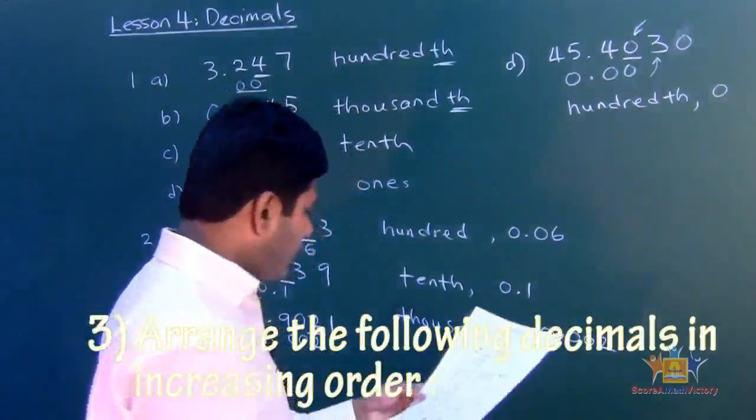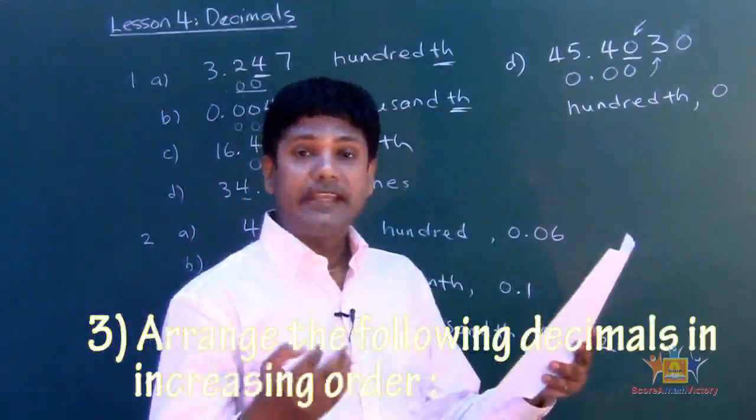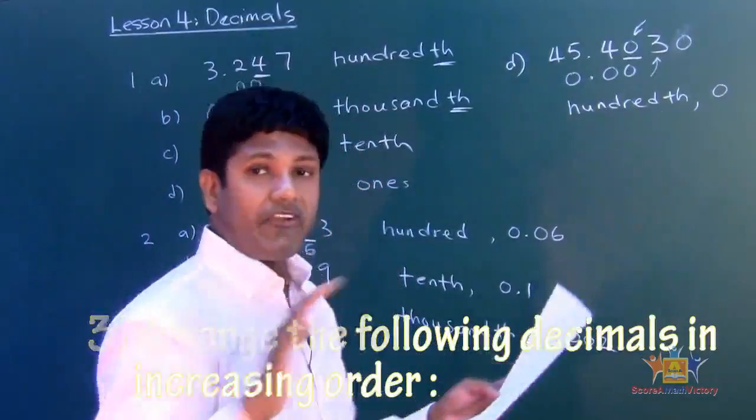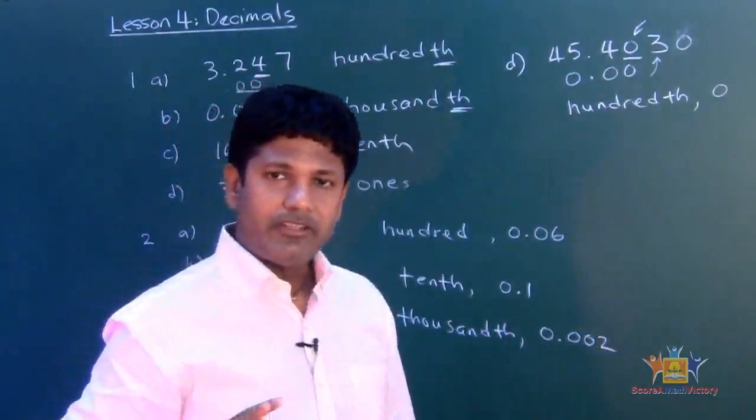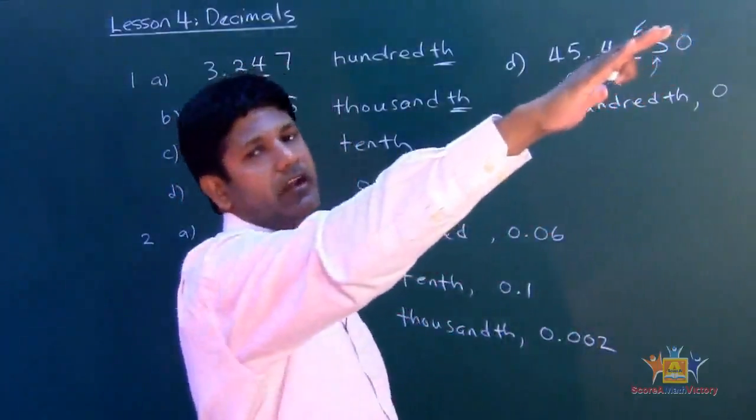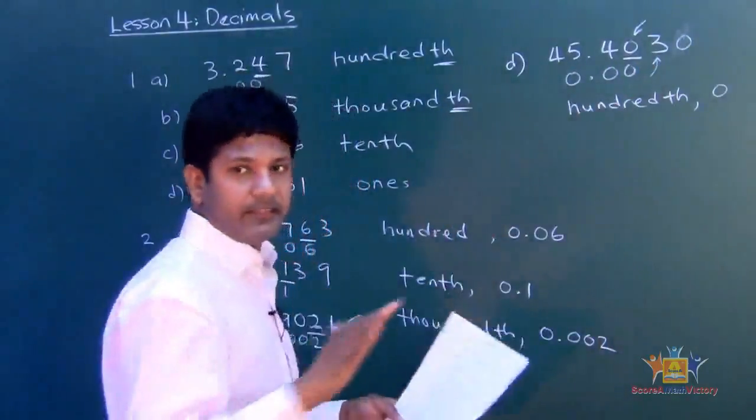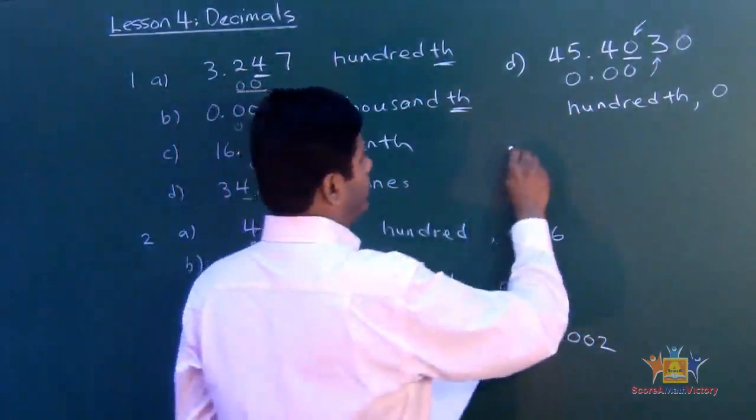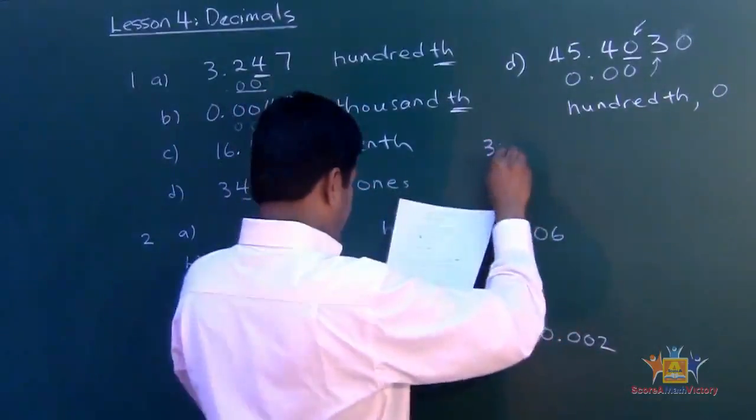Alright, good. Problem number 3. Arrange the following decimals in increasing order. Increasing, see that? The moment you see the word increasing, it's like a plane taking off, which is ascending. So that means from small to big. So number 3, you're given the following.